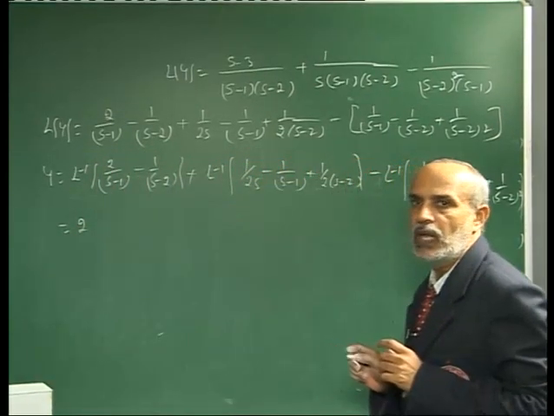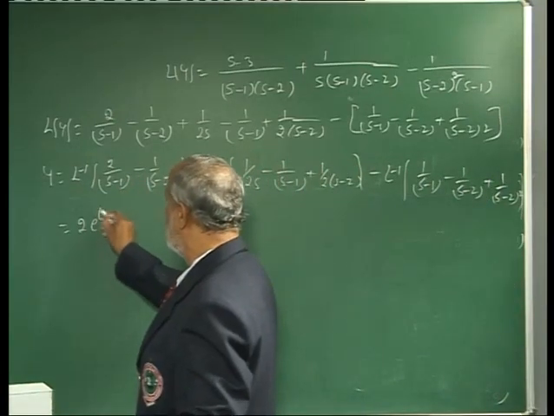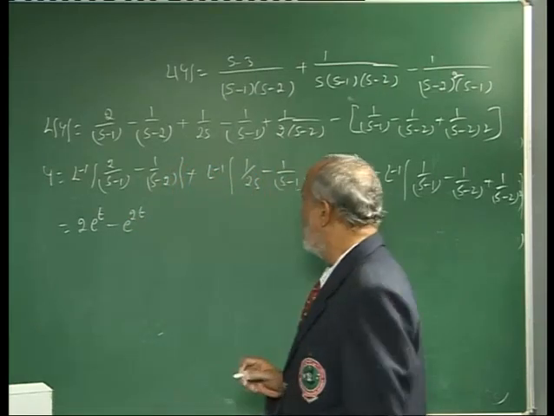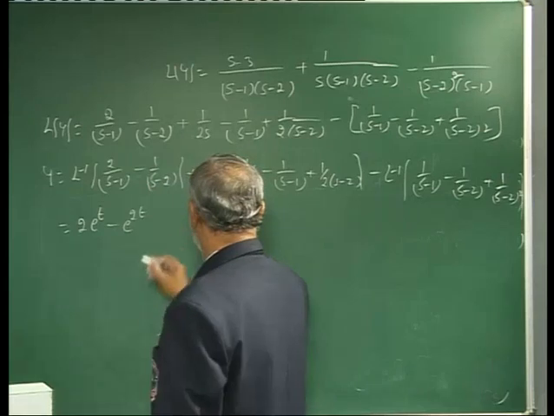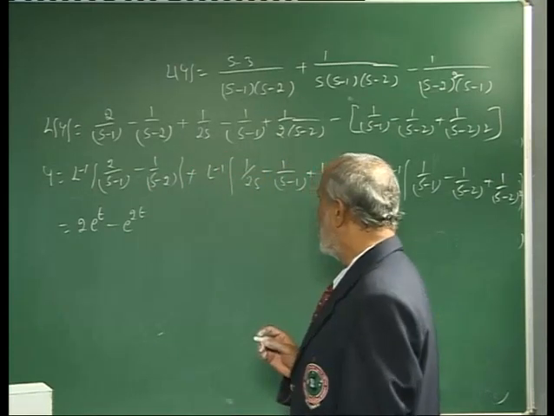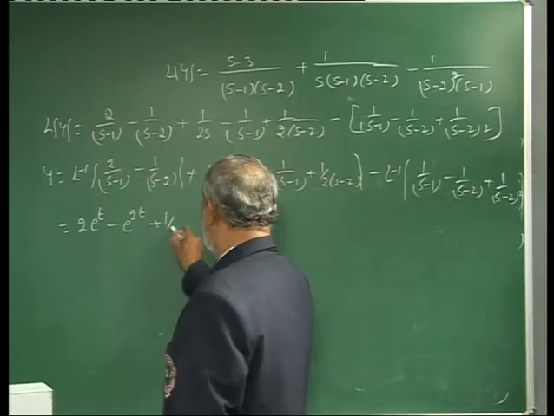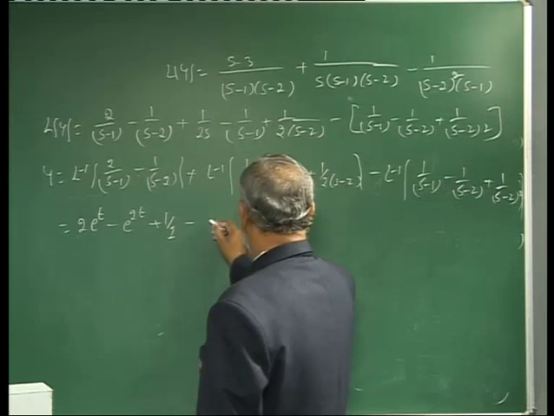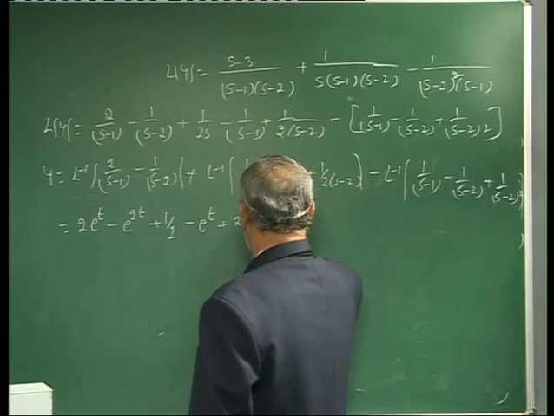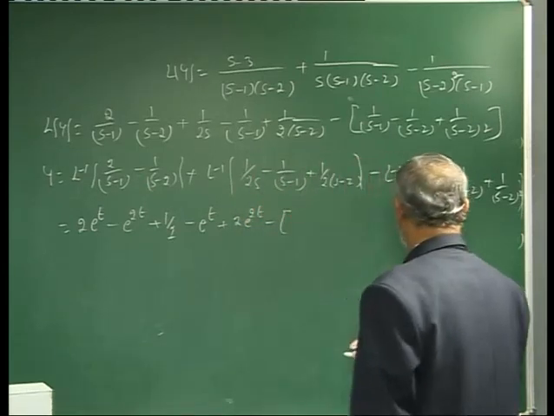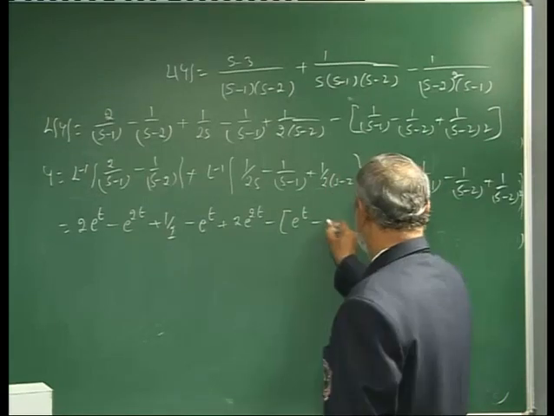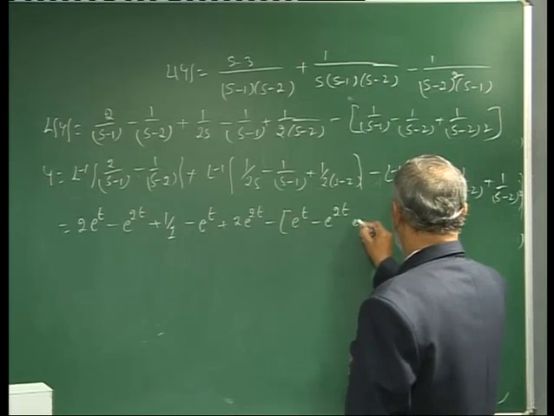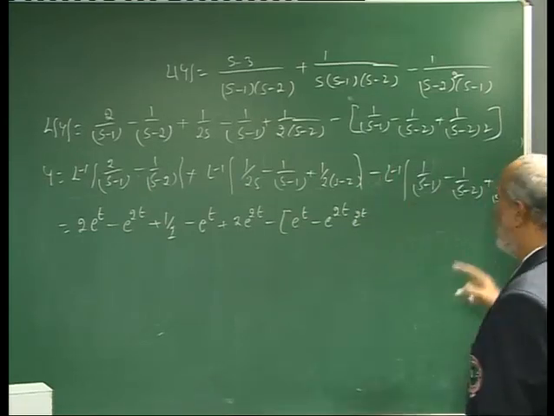L inverse of 1 divided by (s minus 1) can be written as e to the power of t minus, here L inverse of 1 by (s minus 2) is e to the power of 2t. Next, L inverse of 1 by 2s, here 1 by 2 is constant, then you can take outside, then 1 by s, then plus 1 by 2, then L inverse of 1 by s is 1, minus L inverse of 1 by (s minus 1) is e to the power of t, here plus 2 into e to the power of 2t, minus, open the bracket, L inverse of 1 by (s minus 1) is e to the power of t minus e to the power of 2t, here (s minus 2) whole squared, that is e to the power of 2t into here L inverse of 1 by s squared is t.